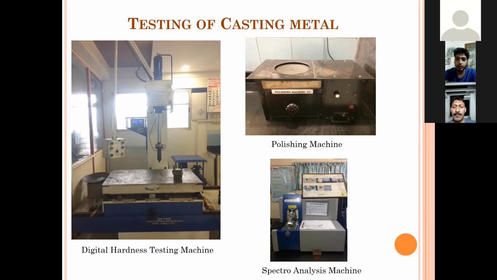After that, the polishing machine, where how much surface polish can be done on the specimen is established. Then the spectroanalysis machine is used for the determination of the content present in the material.